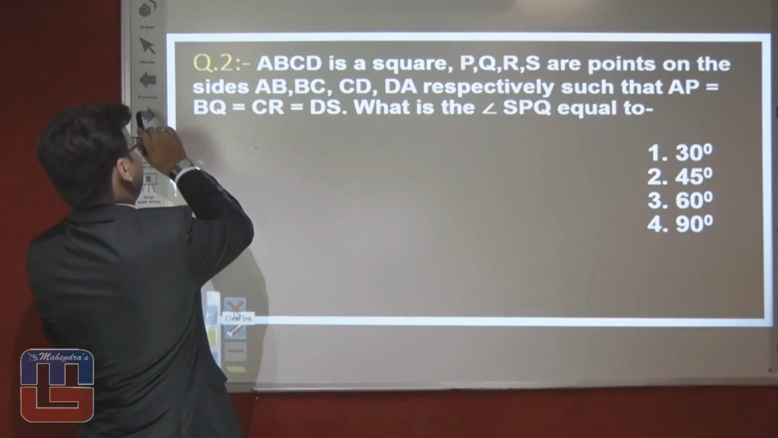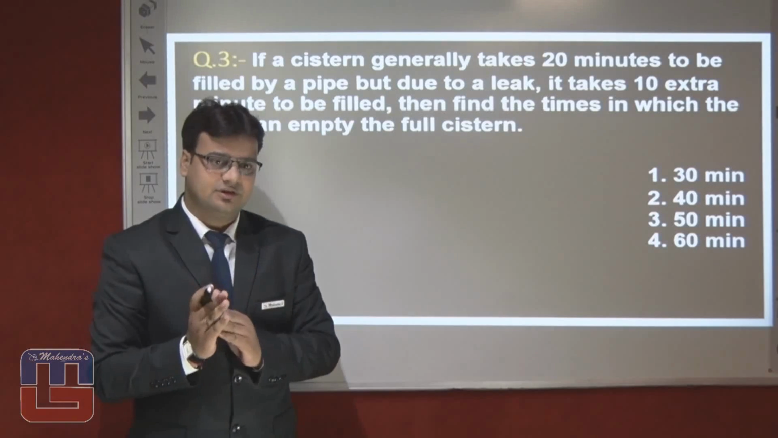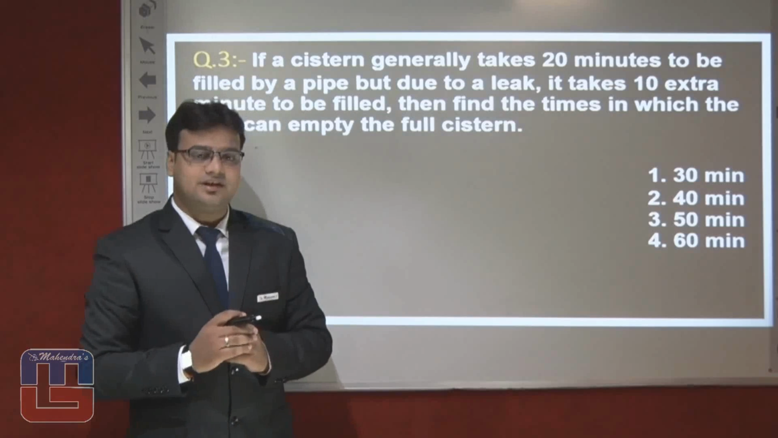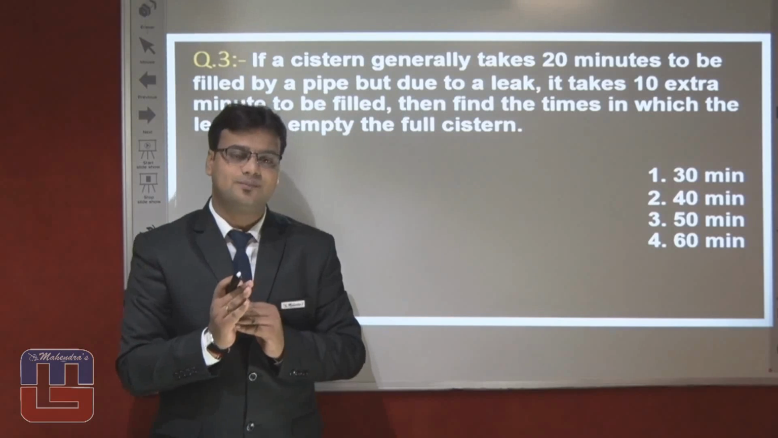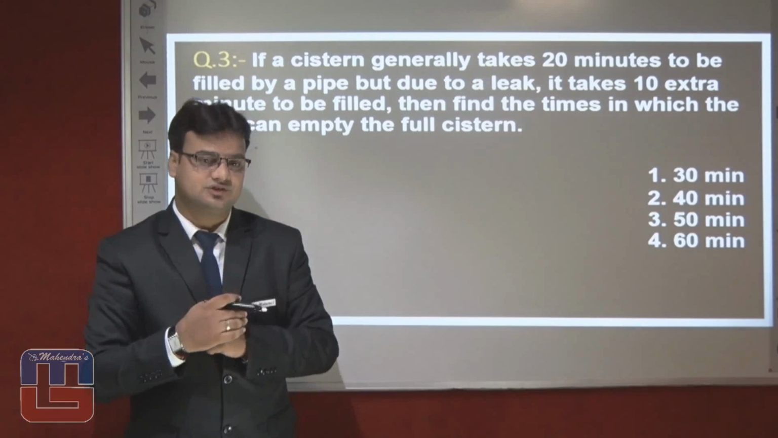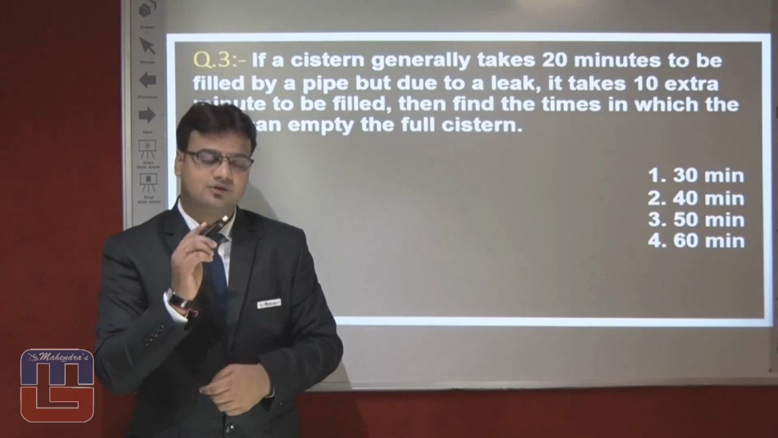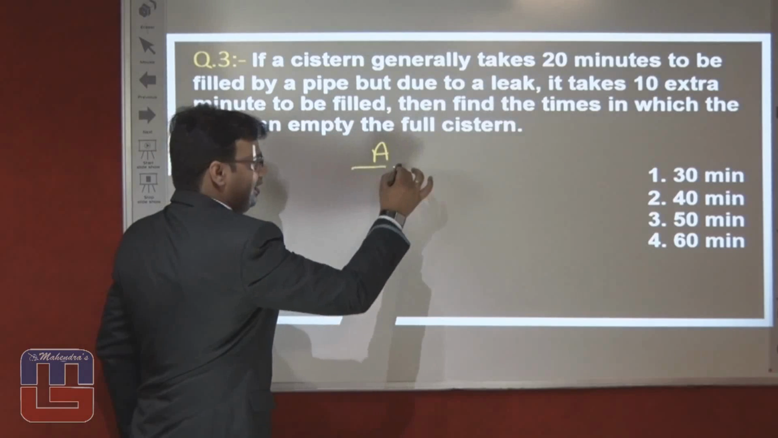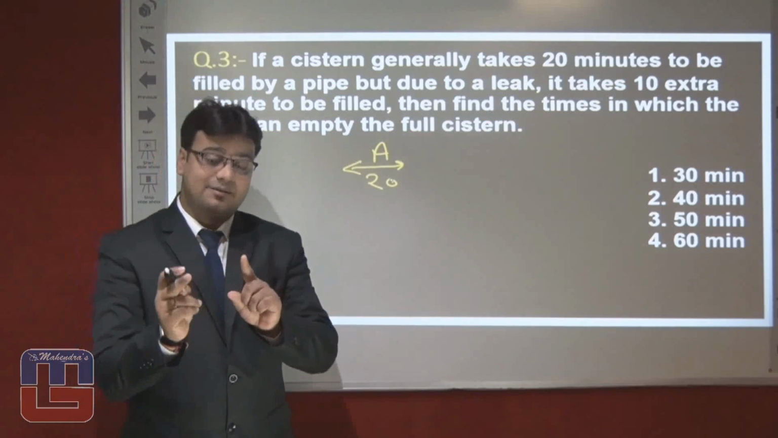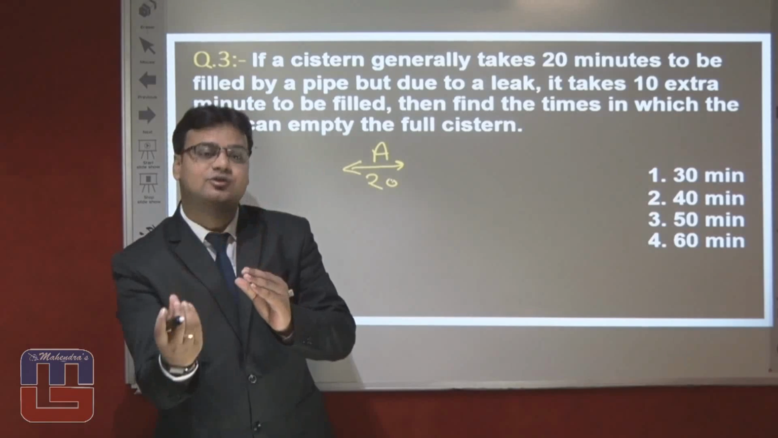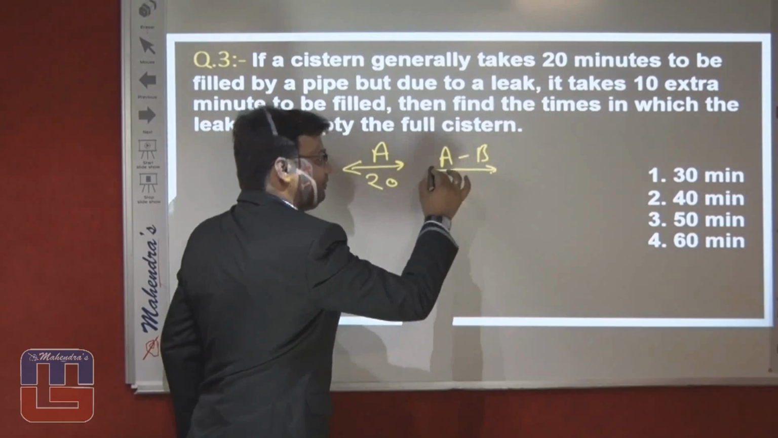See the next question. What is the next question? That question is based on pipes and cisterns. Here the question is that a cistern generally takes 20 minutes to fill with a pipe, but due to a leakage it takes 10 minutes extra to fill. Then find the time in which the leak can empty the full cistern. A pipe can fill a tank in 20 minutes. That means if only pipe A fills the tank alone, it takes 20 minutes. But due to the leakage, pipe A works and the leakage also works, so both work simultaneously, that means A minus B, and the time taken is 10 minutes extra.